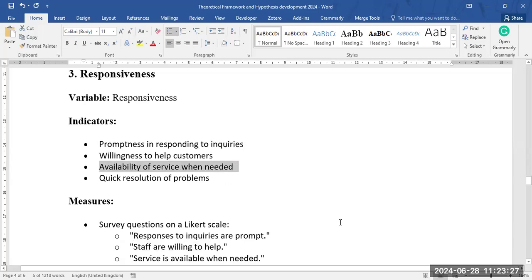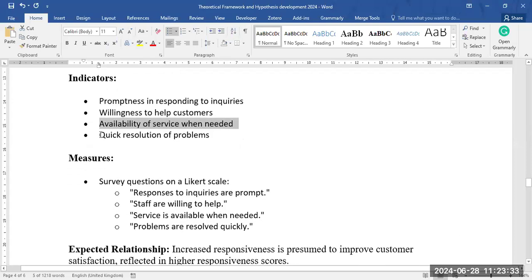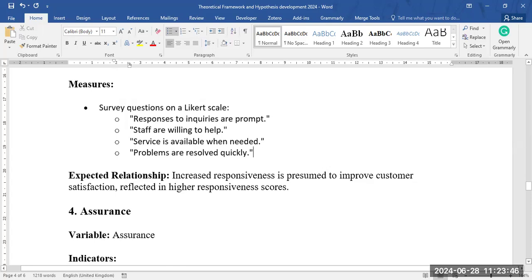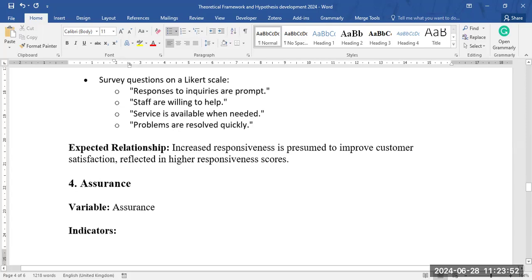Availability of service when needed: service is available when needed. If you agree 5, otherwise you can put another response. Then quick resolution of problems: problems are resolved quickly. If you agree 5, otherwise you can put another score. So increased responsiveness is presumed to improve customer satisfaction, reflected in higher responsiveness scores.